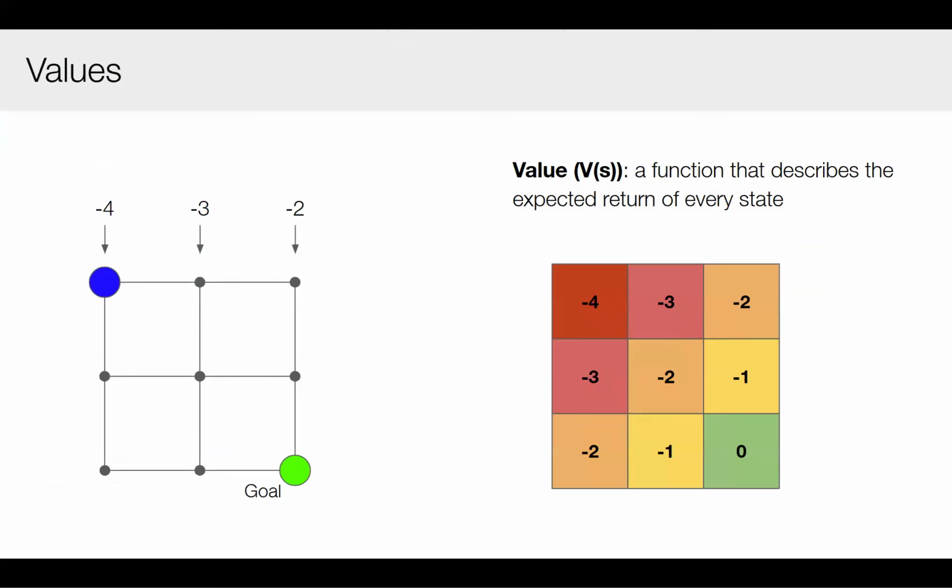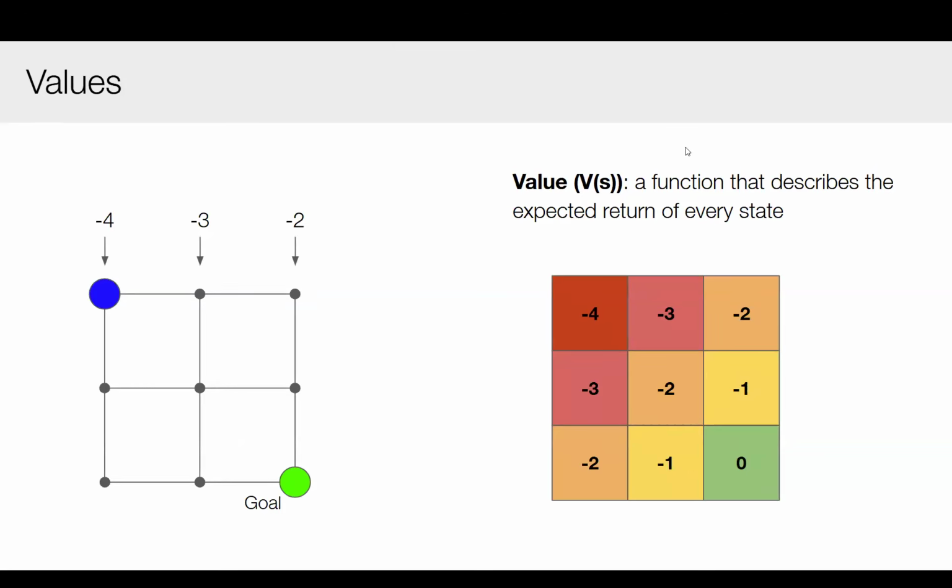Basically the agent could keep track of something called a value or a value function. And this is basically some function that describes the expected return of every state, right? So let's say you're in this 3x3 grid world, and this 3x3 table to the right represents the value or the expected return of every state. Like if we look at this top left state in the blue, the expected return, if you were to move optimally, the maximum possible return you could get would be -4.